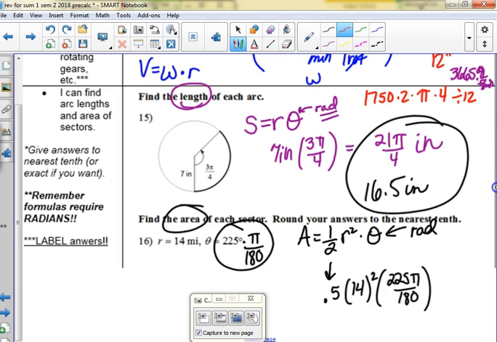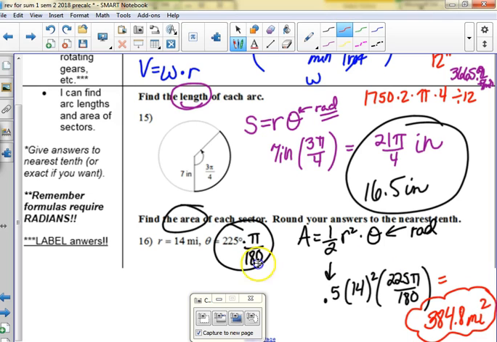Check that you've typed it correctly. Look on your screen. Make sure you didn't do something wrong. I got 384.8. Anybody? Label? Miles squared, because it's an area. Okay.